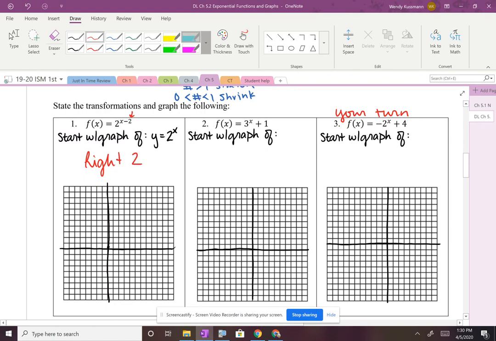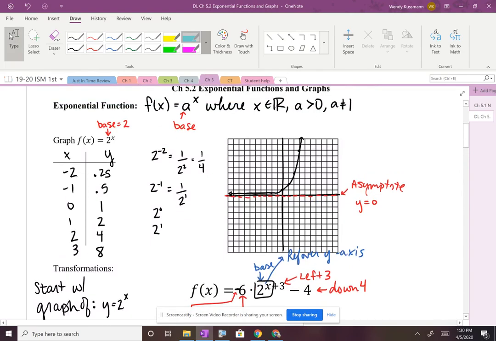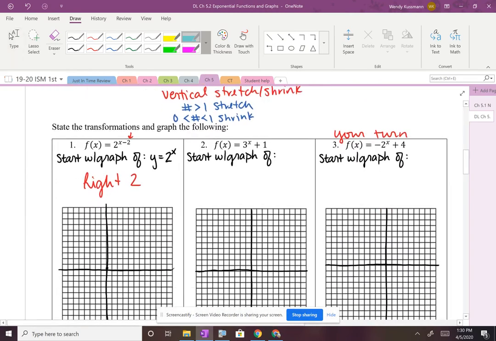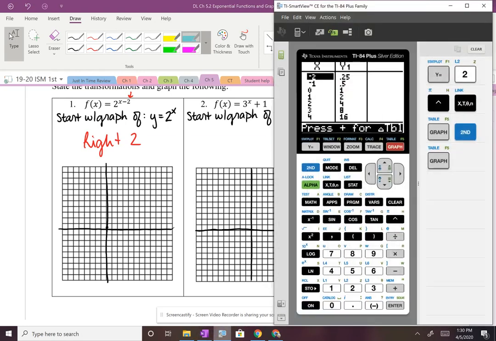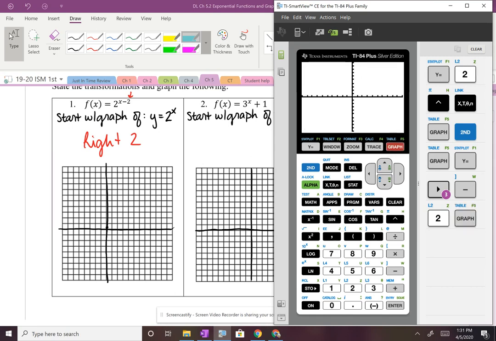Now, you can use your calculator to graph them, or you can just take the graph that we used up here and shift it to the right 2. Either way works. So, pulling up my calculator, going to y equals, I have y equals 2 to the x. I'm just going to add the minus 2. Make sure you're adding that in the exponent. And if you have the old operating system, you'll have to put that in parentheses. But graphing that, take our graph, shift it to the right 2.